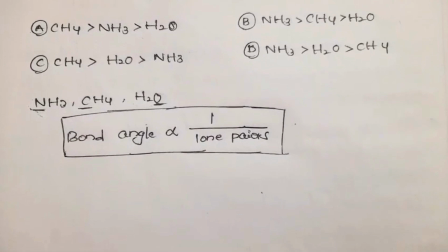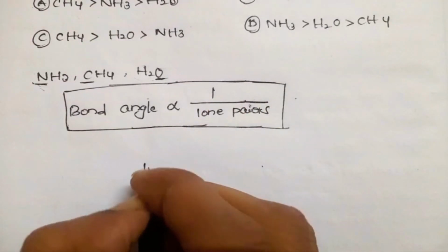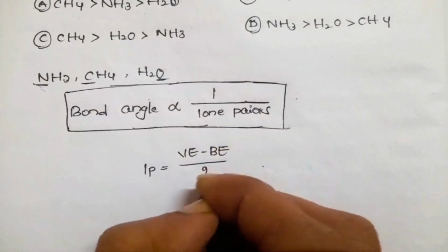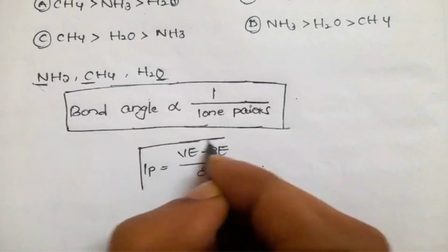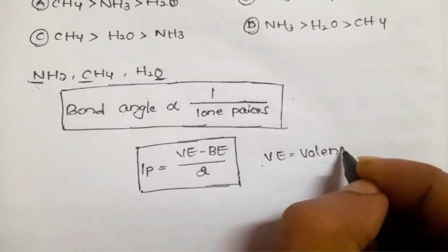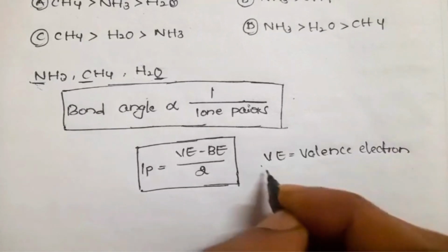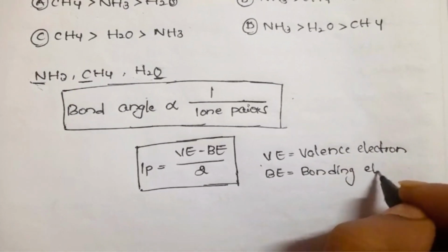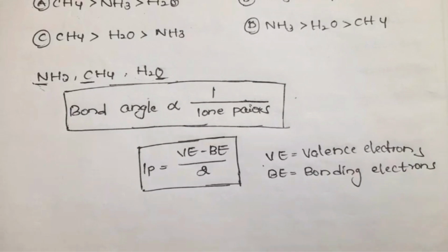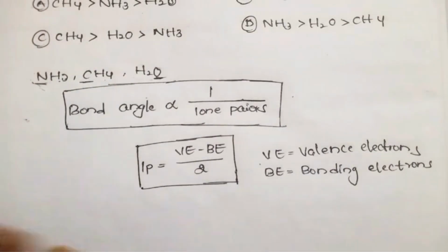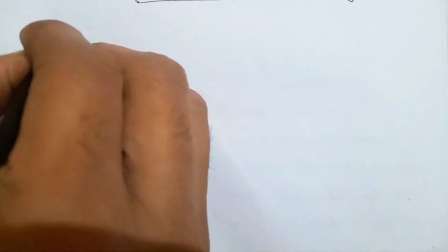What is the lone pairs formula? To find the lone pairs, we need to use this formula: valence electrons minus bonding electrons, divided by 2. Valence electrons, bonding electrons or bonding pairs. So now calculate the lone pairs for these three molecules. So first go with the NH3.